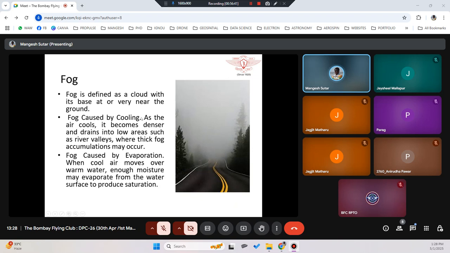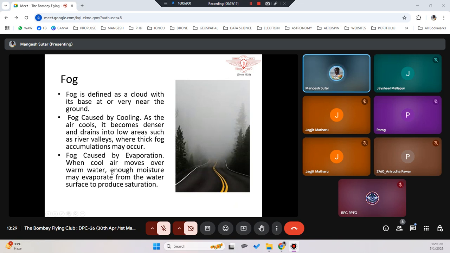Fog is caused by cooling. As the air cools, it becomes denser and drains to the lower areas such as river valleys, where thick fog accumulation may occur. Fog may be caused by evaporation also during summer. When cool air moves over warm water, enough moisture may evaporate from the water surface to produce saturation. So you see those dewdrops forming in the early morning or in the evening. That is because of fog, actually formed by the hot as well as the cool air mixing with each other.